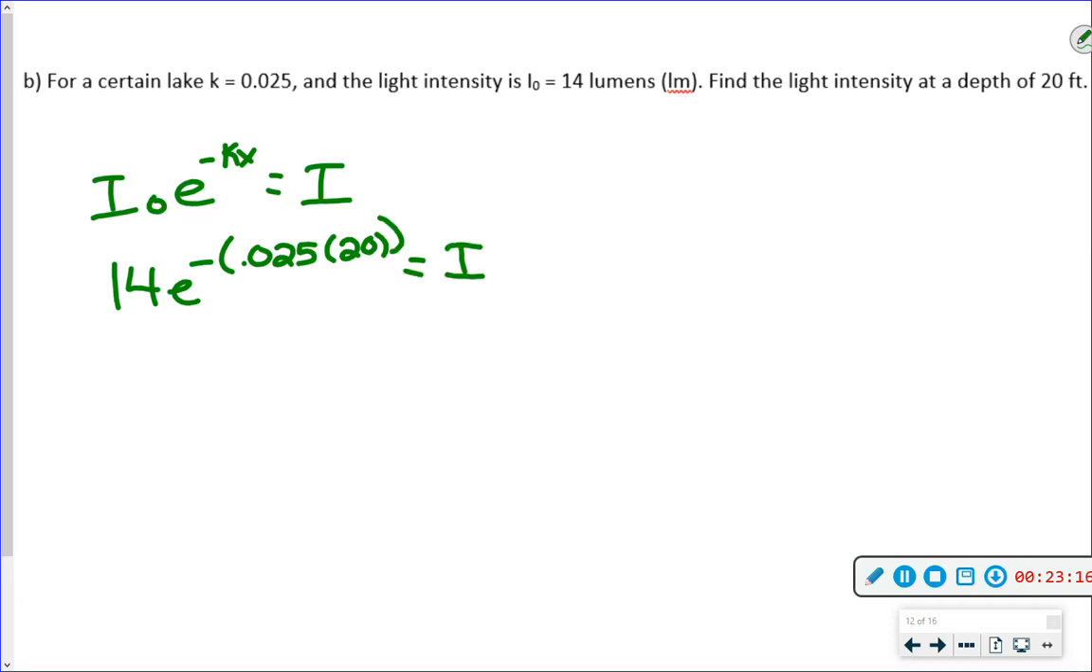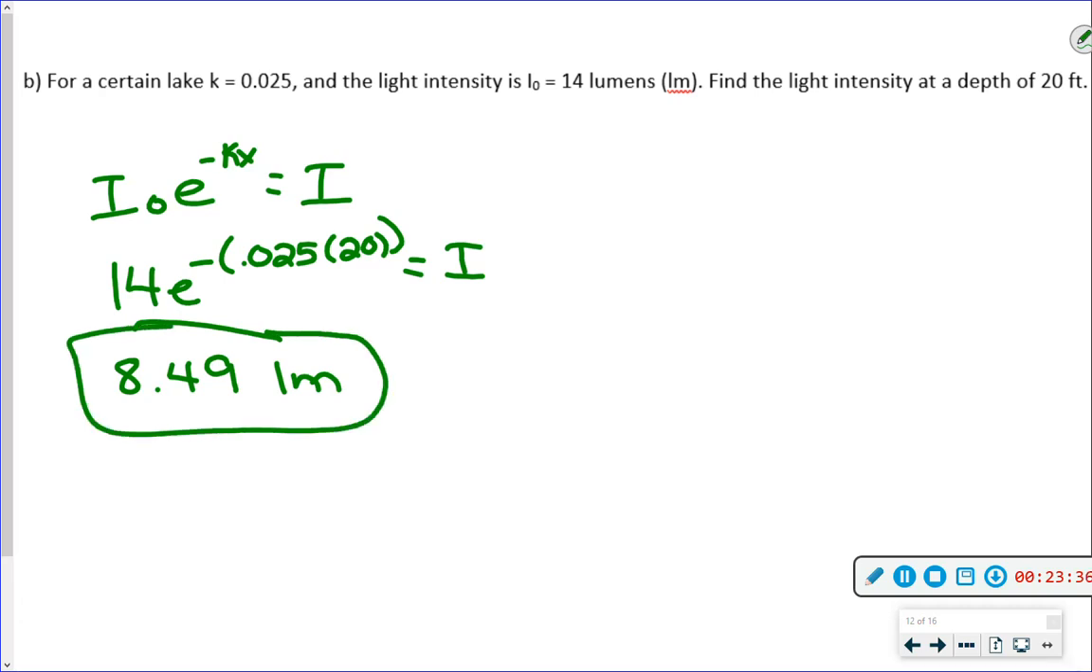All right. So all we have to do now is literally punch that into the old calculator, which I'm not going to bore you with because I know you can do it. You end up with about, it doesn't say what to round to, 8.49. Got it. Let's put a label, lumens. 8.5, whatever you want to round to. The key, of course, is solving for I. Plugging the numbers in is pretty easy. No questions on that. All right, let's do some more formulas of money.